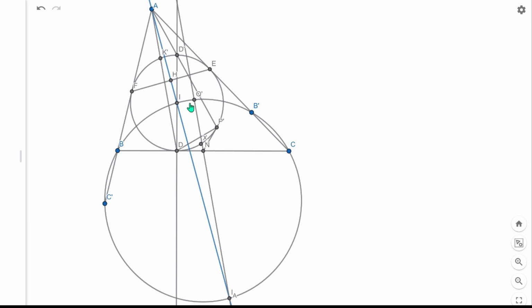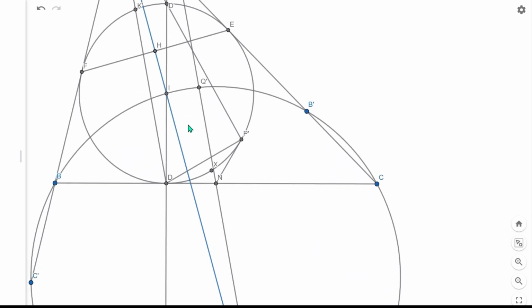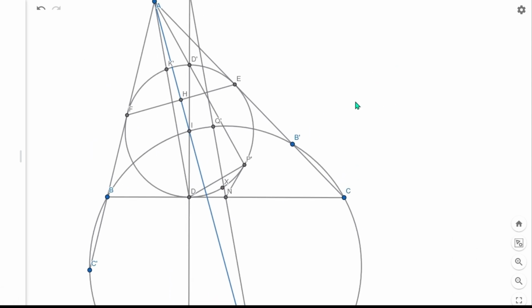So now let's get started with our proof. The first thing we must do is we note that because of how we define Q prime, we can now use the fact that this quadrilateral here is cyclic. Q prime, I, D, and P prime is cyclic with them all lying on the circle with diameter IN. And now we just need to prove that P prime, B prime, E, Q prime is cyclic.